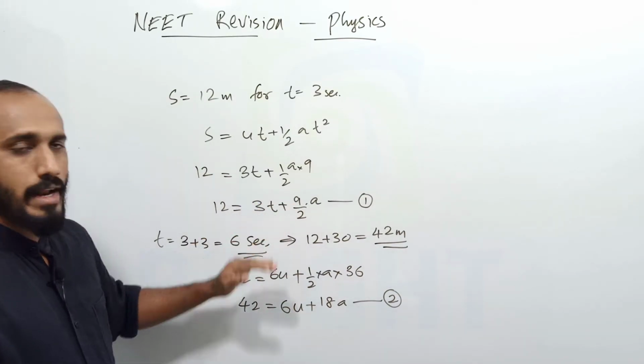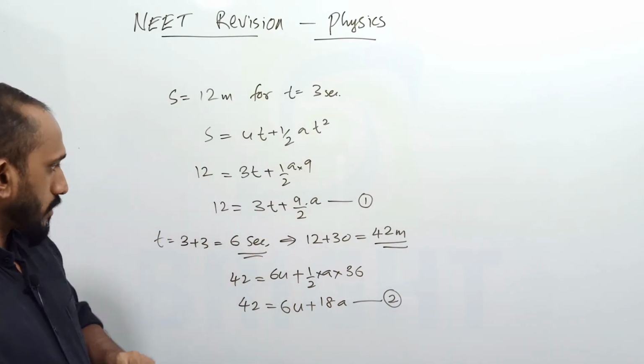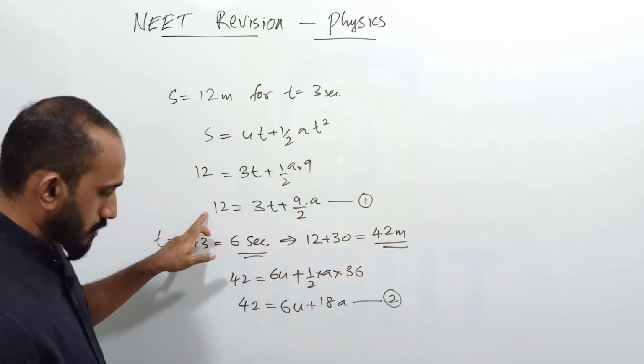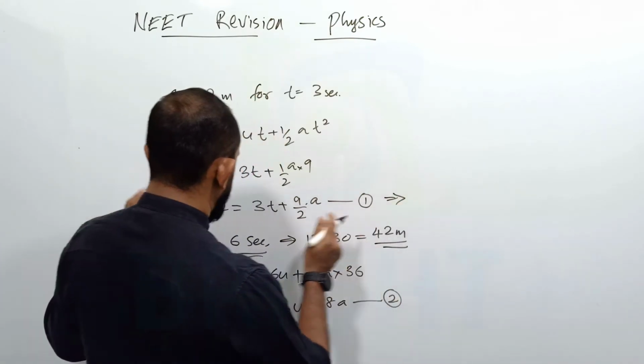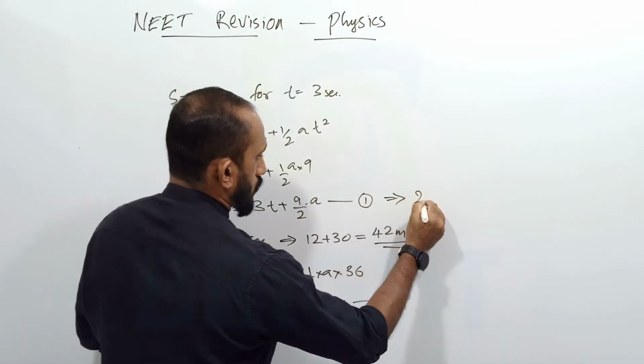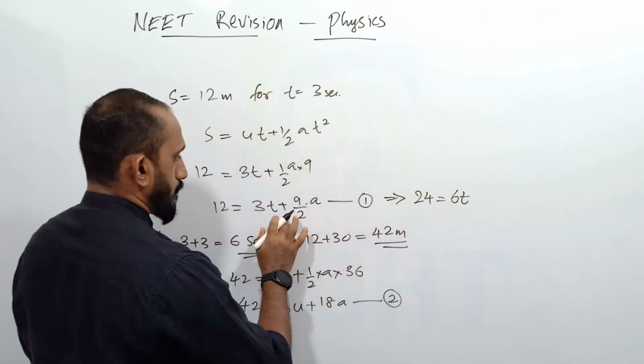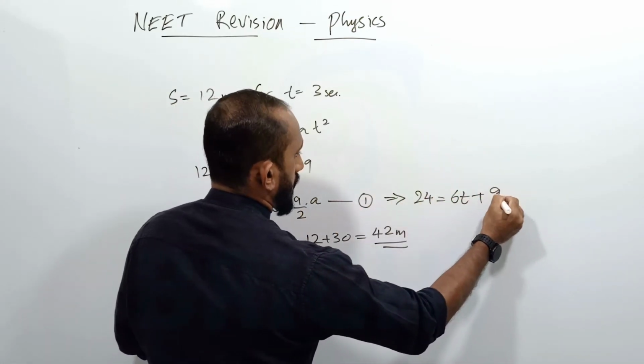We have to solve 1 and 2, then you will get the correct answer. So here, 1 divided by 2 is there, you take the LCM 2 here and rearrange. So this first equation can be written as 12 into 2, 24, is equal to 2 into 3, 6u, plus 9a.